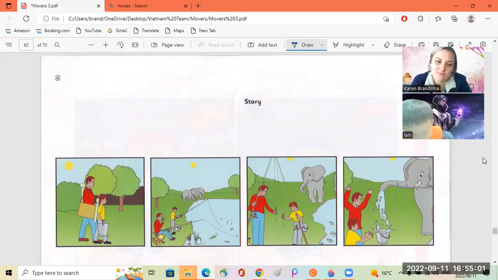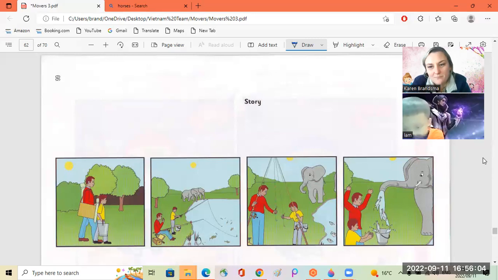Okay, the man and the boy are going fishing. The weather is sunny. They are holding a fishing rod and a bucket. They are missing some fish. The elephant is drinking. Next time, an elephant is coming. They are very angry because they are not catching any fish.